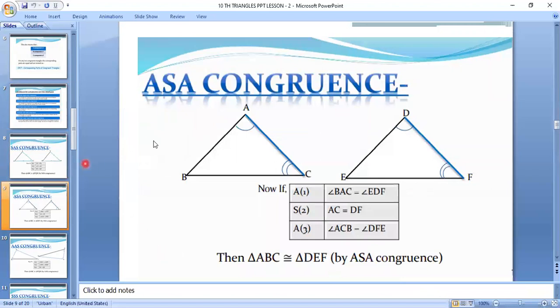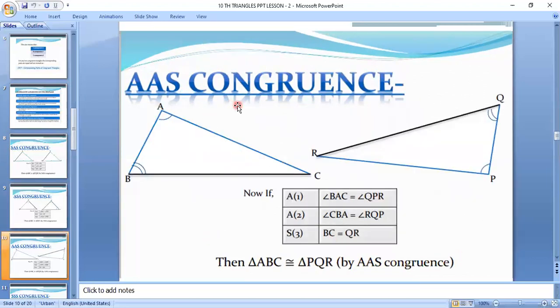And the ASA congruence rule. In triangle ABC and triangle DEF, angle BAC is equal to angle EDF, AC is equal to DF, and angle ACB is equal to angle DFE. So here two angles and the included side of one triangle are equal to those of the other triangle, then the two triangles are congruent by the ASA congruence rule. Then the AAS congruence rule, here two triangles ABC and PQR.